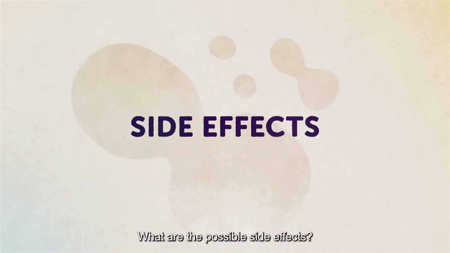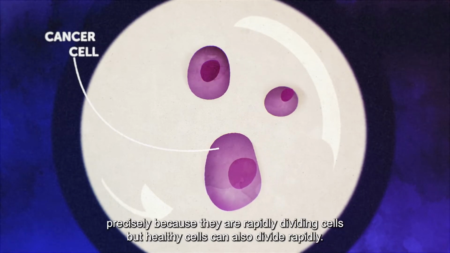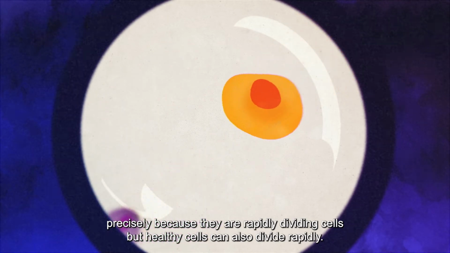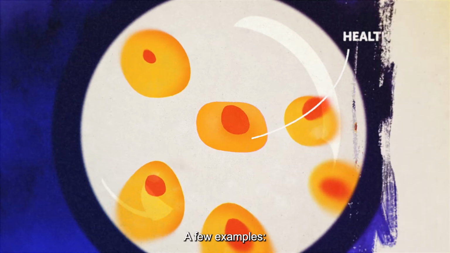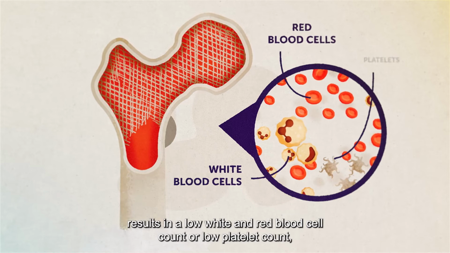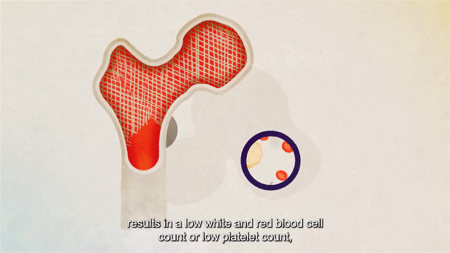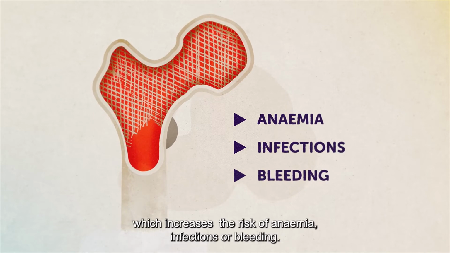What are the possible side effects? Cytostatics have a very good effect on cancer cells, precisely because they are rapidly dividing cells. But healthy cells can also divide rapidly. A few examples. Their effect on the bone marrow results in a low white and red blood cell count, or low platelet count, which increases the risk of anemia, infections, or bleeding.